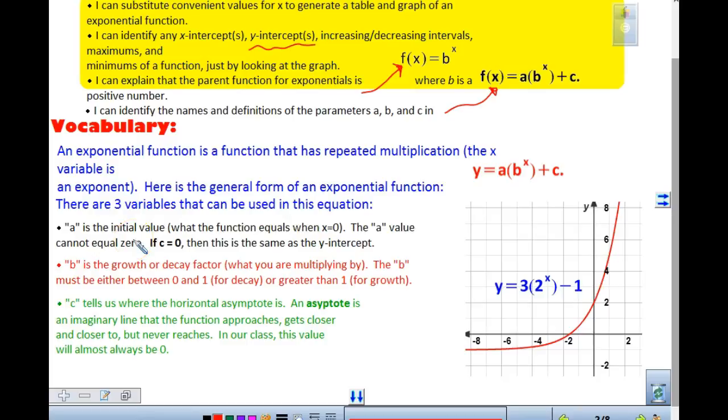So the a is our initial value. A lot of times we think of that as when x is equal to 0, so we really refer to the a. It says the a cannot be 0. If c equals 0, then they have the same y-intercept. So a is really going to be our y-intercept. When we look at these, our a is always going to be the y-intercept, okay?